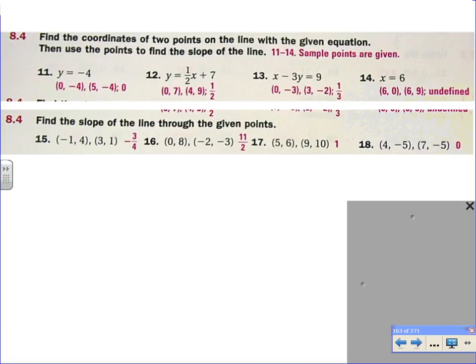And then the very last part, I'll just read. 15 is -3/4. 16 is 11/2. 17 is 1. And 18 is 0. That was just like your warm-up. Nope, -5 minus -5, that turns into a plus. And there's 0 on top. Sure? Yes.